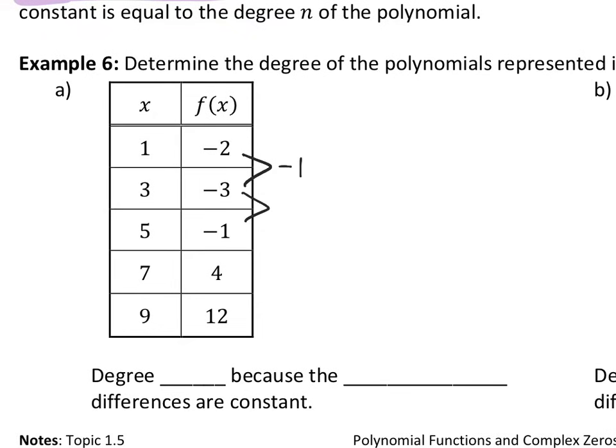Minus 1. How about from negative 3 to negative 1? Okay, keep going. What's this one? Plus 5. What about this one? Okay, cool. Are those all the same number? No. So we do it again.